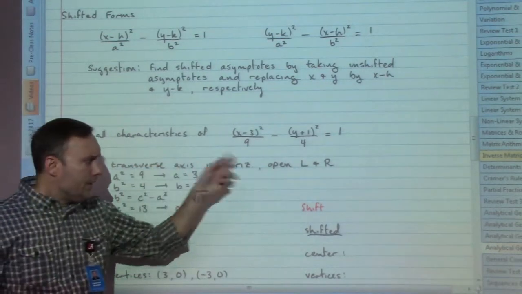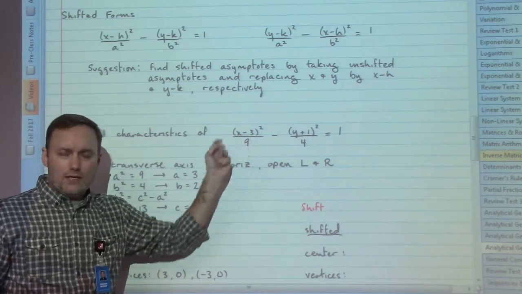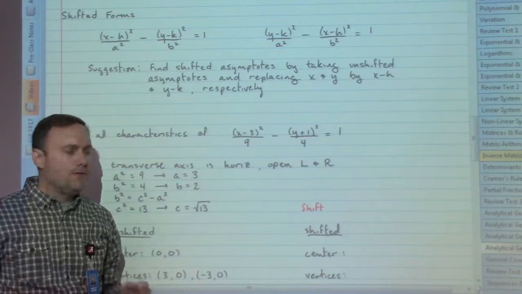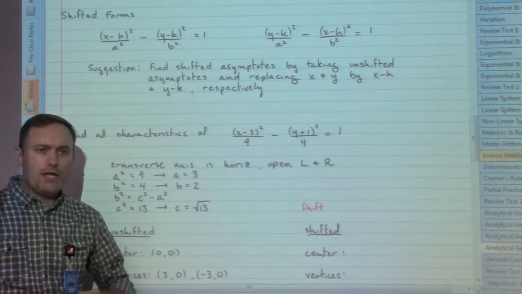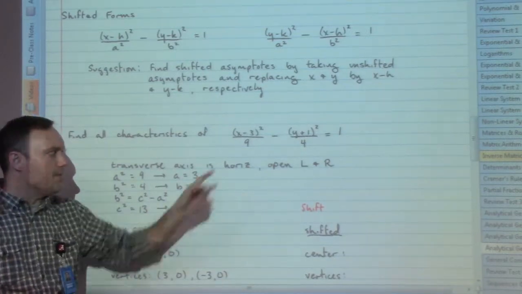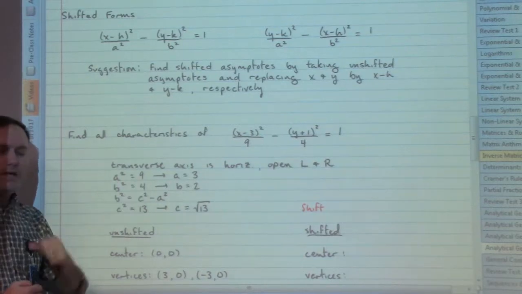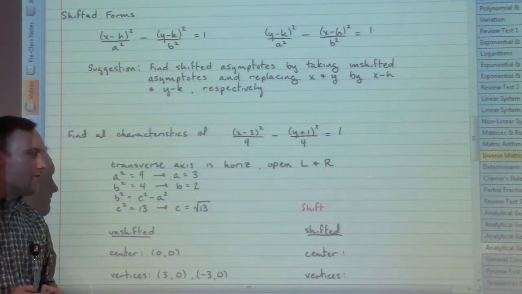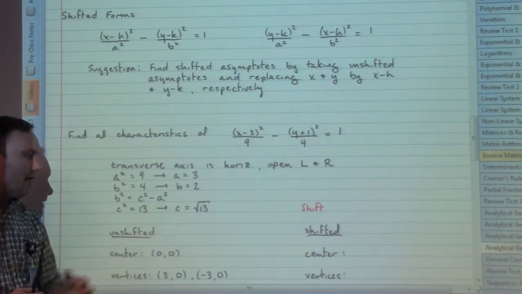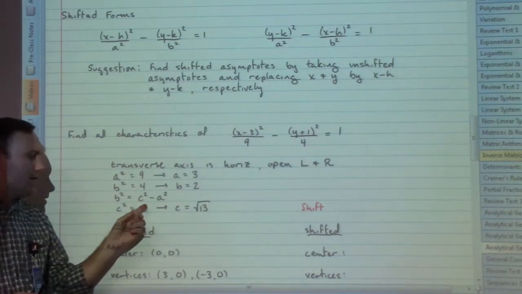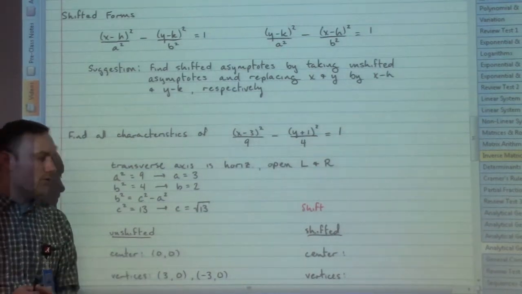First of all, the orientation. My X stuff is the positive stuff in this more standardized appearance. So that means that my transverse axis is horizontal. I'm going to be looking at hyperbolas that open to the left and right. My a squared is always associated with that positive variable, so that means my a squared is going to be that denominator of 9, and my b squared is going to have to be that other denominator of 4, and that'll create from my relationship b squared equals c squared minus a squared. My c value, square root of 13.